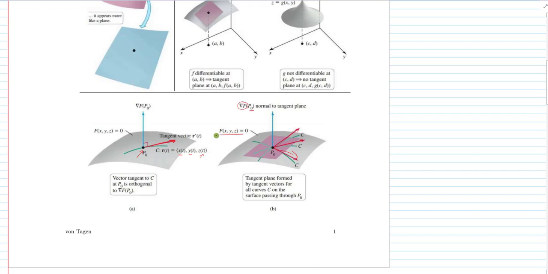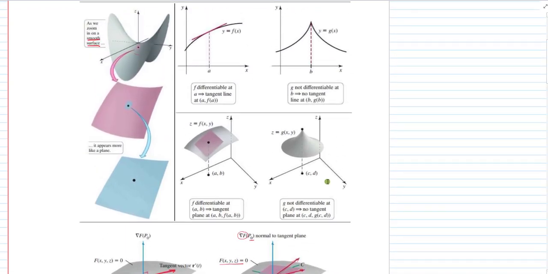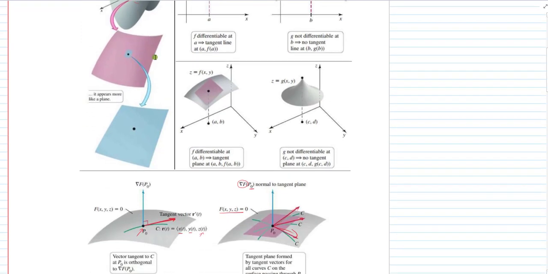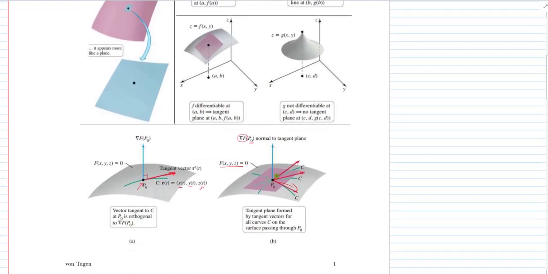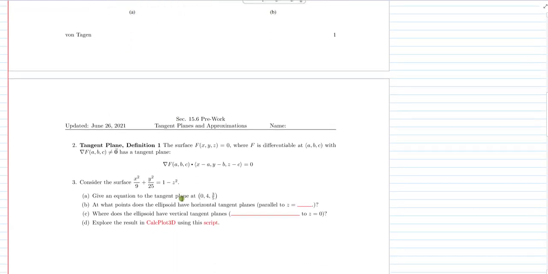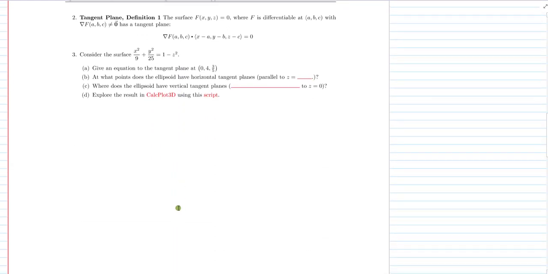For right now, what I want you to take from this is that our goal is to come up with a plane that approximates a surface at a point. To do so, we're going to think of all of the tangent vectors to the surface at a particular point. That collection of tangent vectors is going to give us our plane, and its normal vector is related to the gradient of some version of that surface. So let's leave it there, and in the next video we'll talk about actually computing this tangent plane, and we'll give its definition.